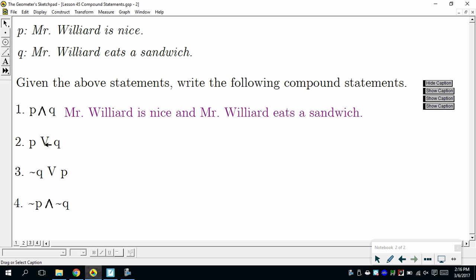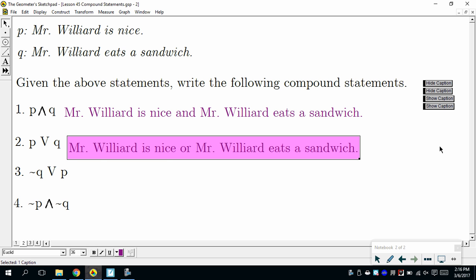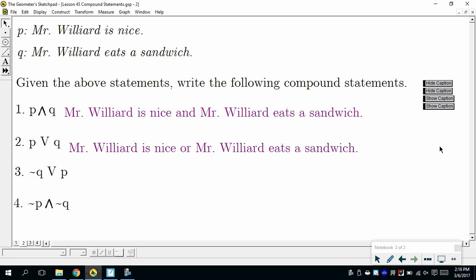Here I have the or symbol, the V. So if I combine the two statements using the word or, I get Mr. Willard is nice or Mr. Willard eats a sandwich. So now we can change it up a bit here. I put Q first, and I put the squiggly, that means not Q, so that means Mr. Willard does not eat a sandwich, or Mr. Willard is nice.